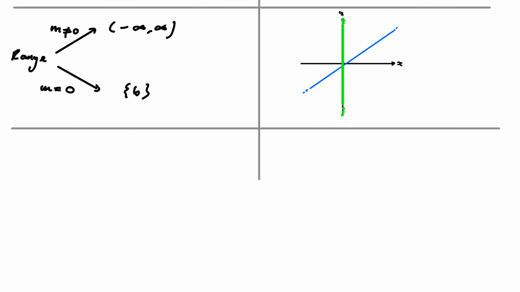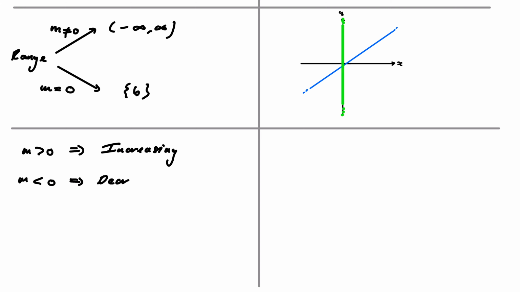So in particular, if m is strictly greater than 0, this implies increasing, which means you're increasing on the entire domain. And if m is less than 0, this implies decreasing. If m is equal to 0, you're neither. Of course not, you're completely flat.